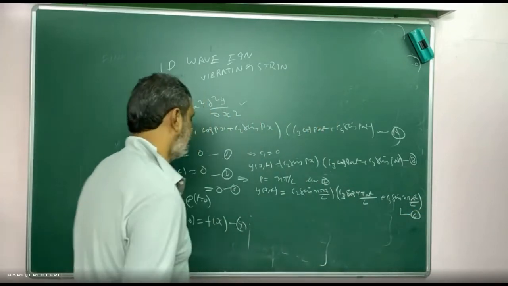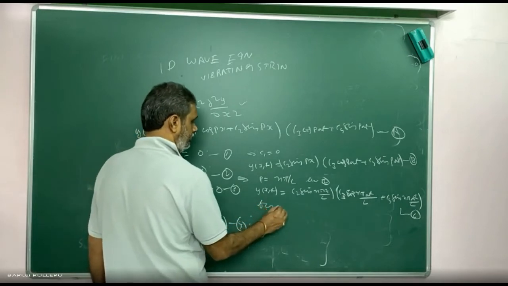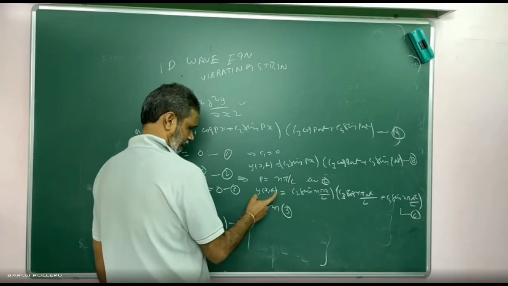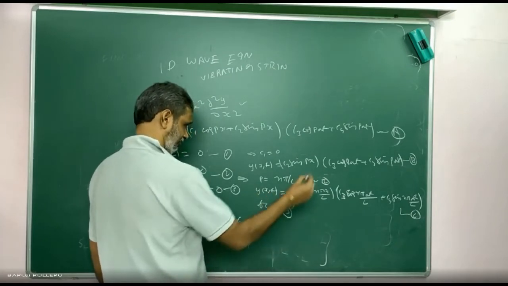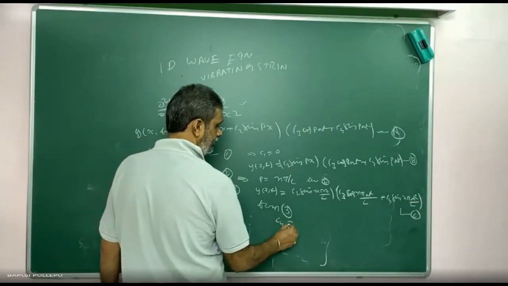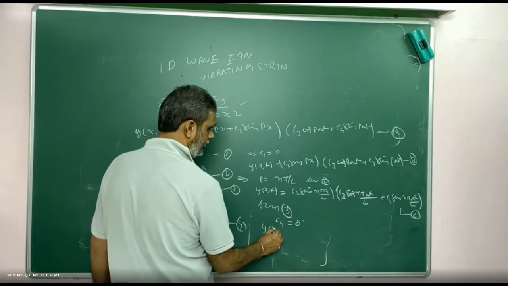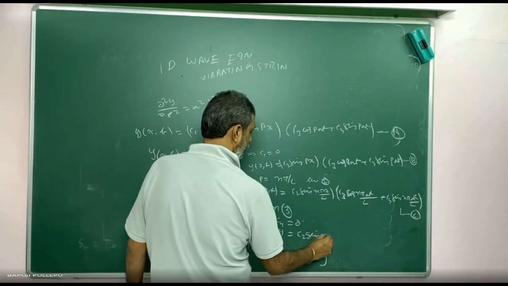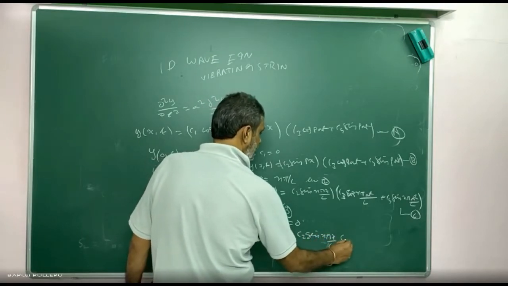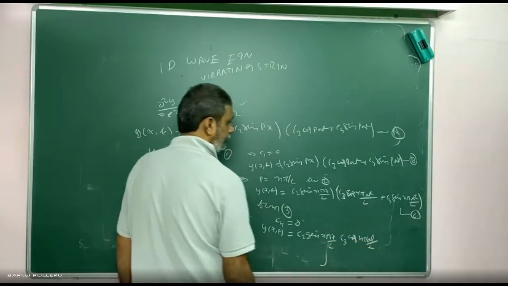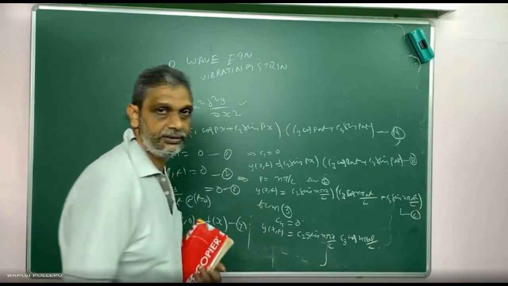For the fourth condition, substitute from the third condition. If you differentiate this equation, dou by dou t, and put it equal to 0, what will you get? C4 is equal to 0. Right? Yes, sir. So from the third condition, C4 is equal to 0. So my whole equation becomes y of x comma t is equal to C2 sin n pi x by l, C3 cos n pi a t by l. Okay. Is this equation clear? Any doubt?